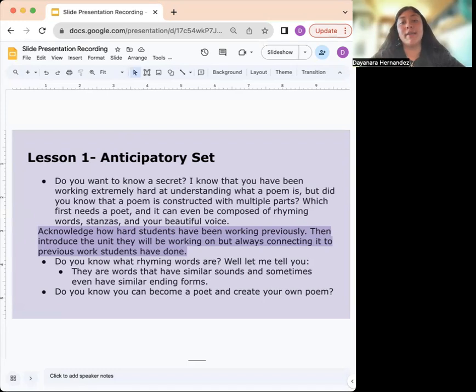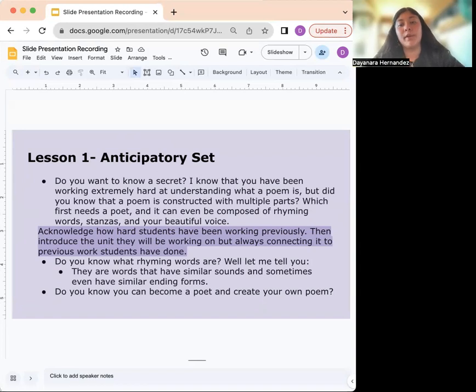In this case, I decided to intrigue students about the unit by using questions such as, do you want to know a secret? I know that you've been working extremely hard at understanding what a poem is, but did you know that a poem is constructed with multiple parts? Which first needs a poet, and it can even be composed of rhyming words, stanzas, and your beautiful voice.